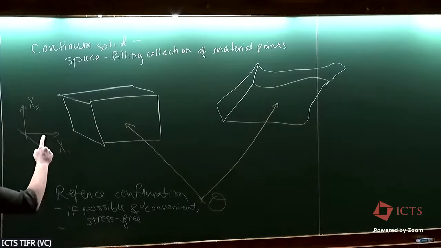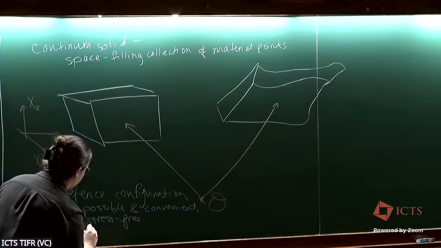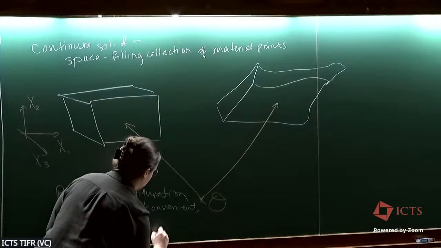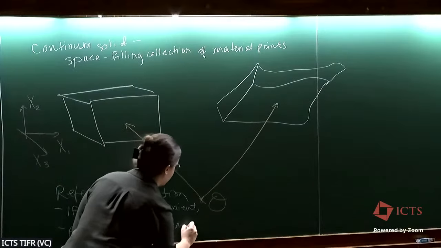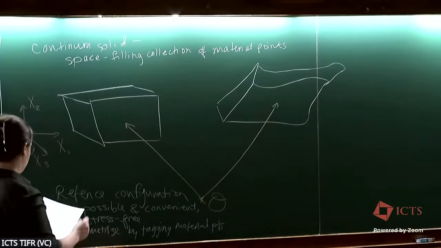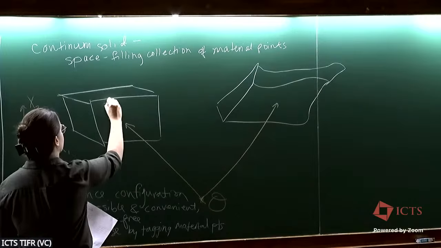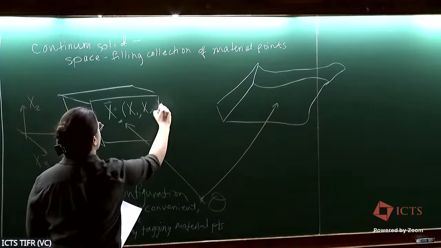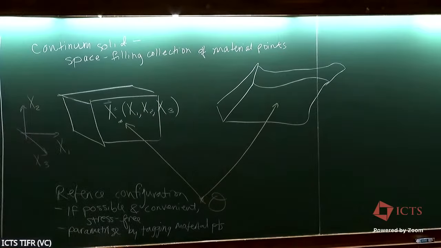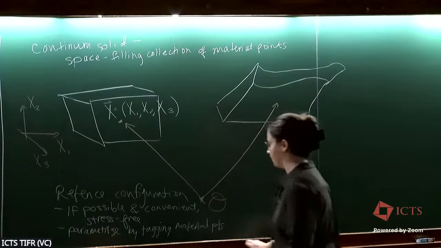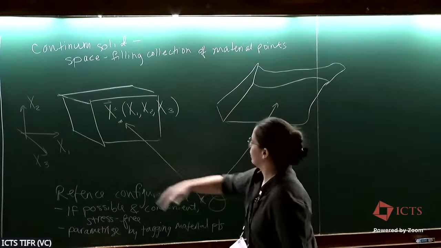And we parameterize this reference configuration by tagging material points. So let's do that. I'm going to pick this point that I drew this arrow to, and I'm going to call it X. And that is going to be parameterized by coordinates X1, X2, and X3. So I'm using uppercase letters here. This is a common convention for the reference configuration to be described with capital letters. So that's the left-hand side of this.